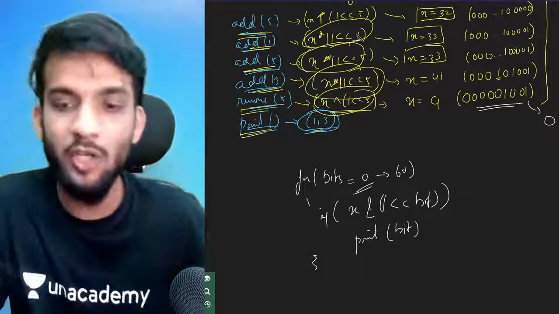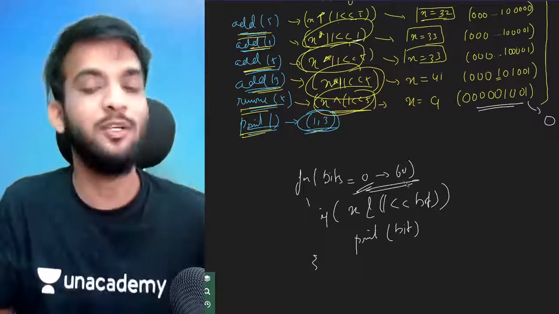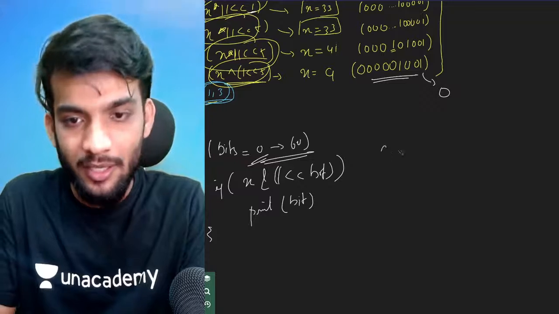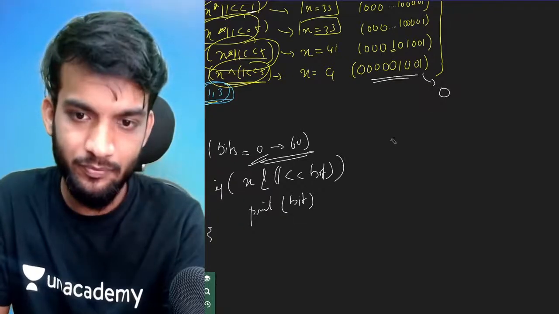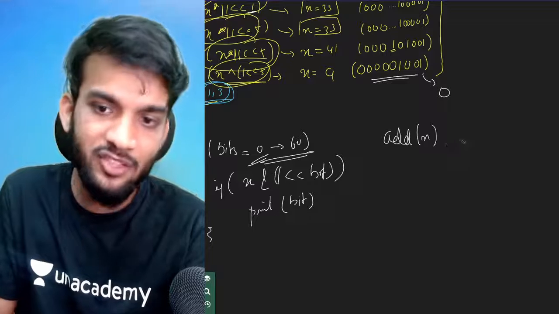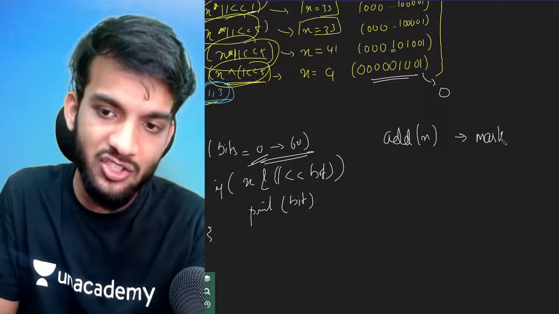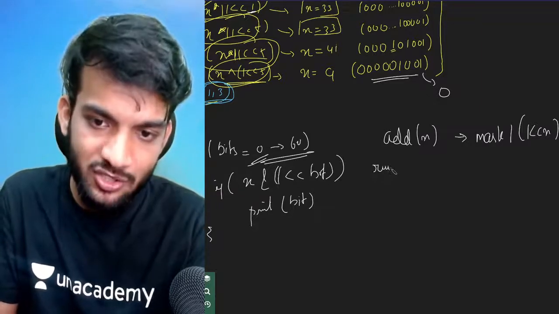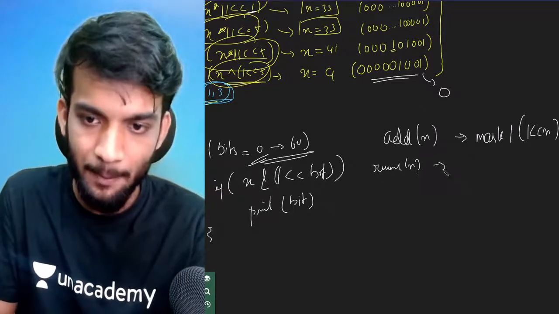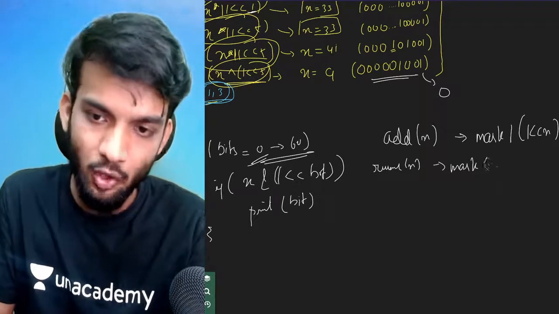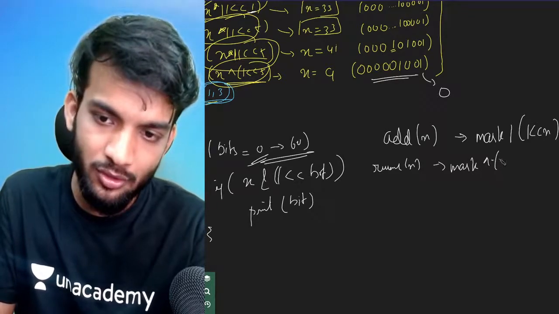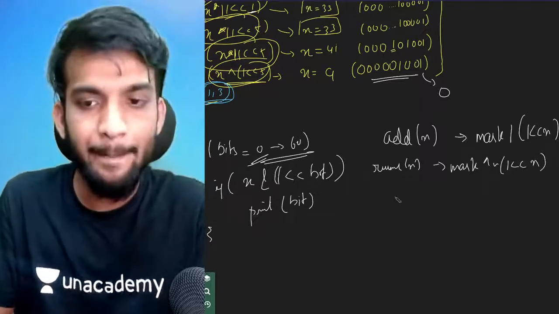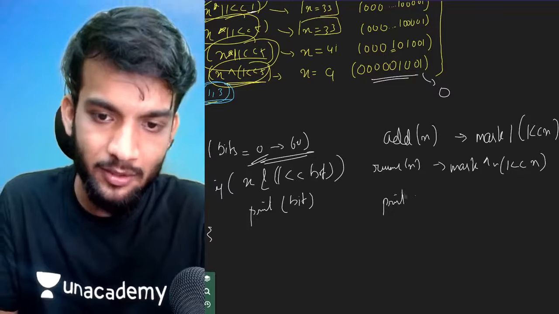Why 60? Because we have only numbers till 60. It's a very simple task. If someone says add of x, it's very simple: mask OR 1 left shift of x. If someone says remove of x, it's mask AND negation of 1 left shift of x. Okay, and if someone says print, then this is the case.